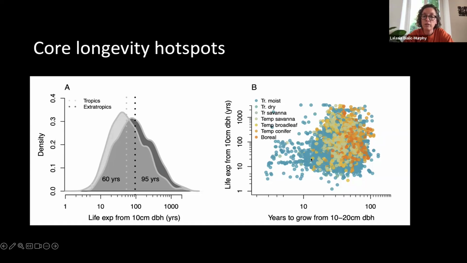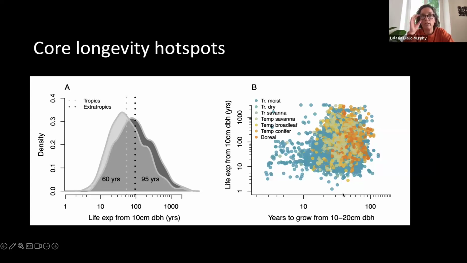Moving on and thinking about the relationship between growth, which is represented in panel B here, where we have the growth of trees going from 10 to 20 centimeters, and the life expectancy. So this is the years in growth and the years in life expectancy.